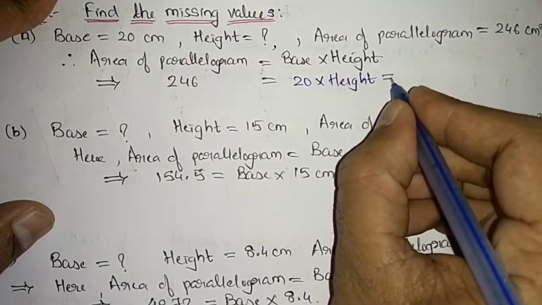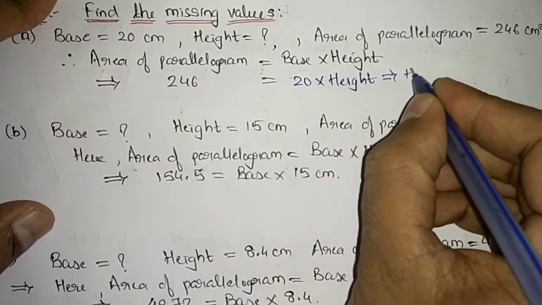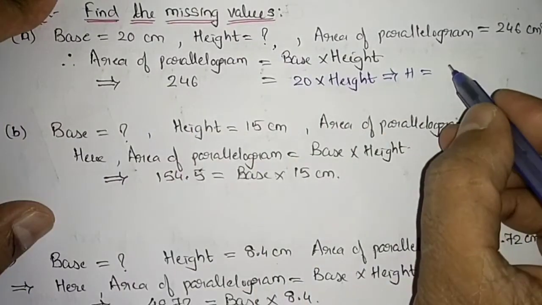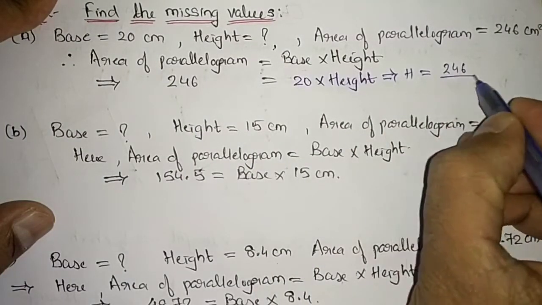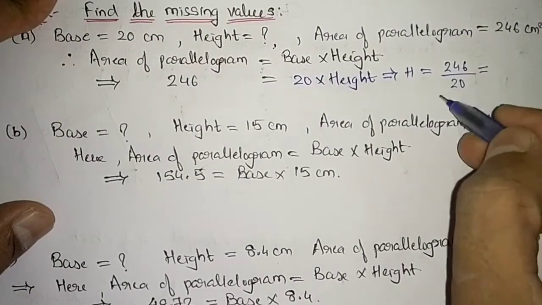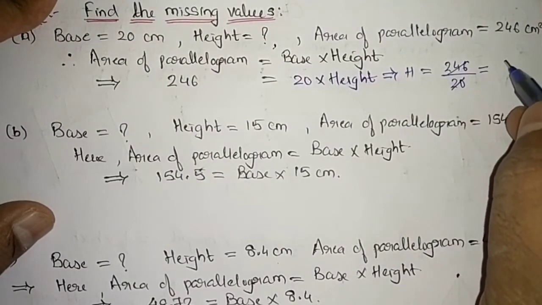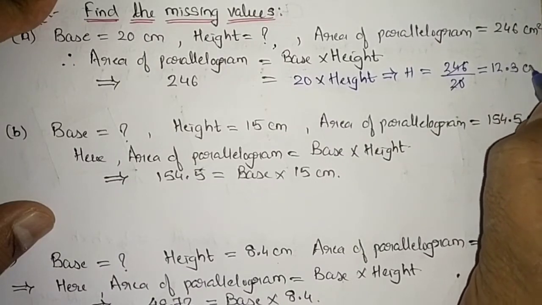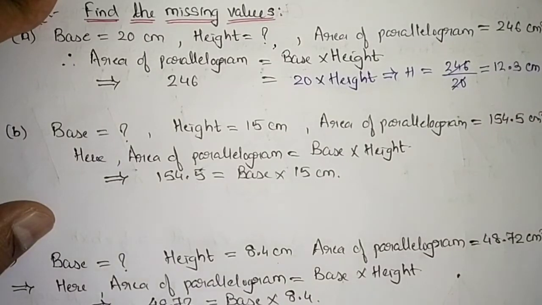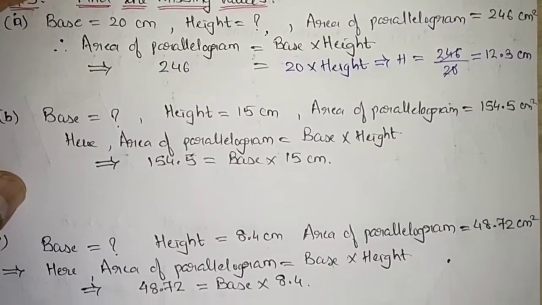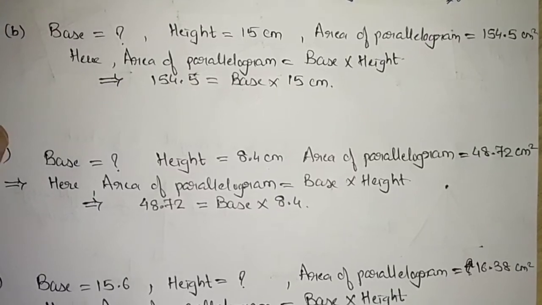So what we will do, we will keep height as it is, and 20 will be divided. If it goes that side, it will divide, which when I cut, I will get 12.3 centimeter height, right? This will be 12.3 centimeter. Moving to the second part.